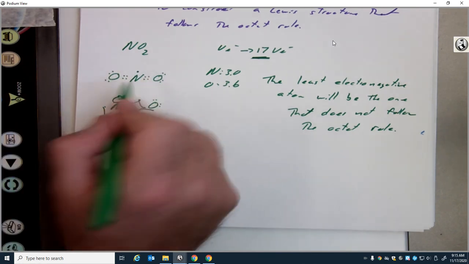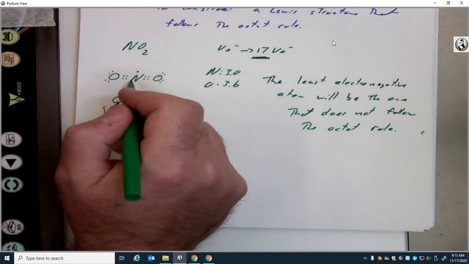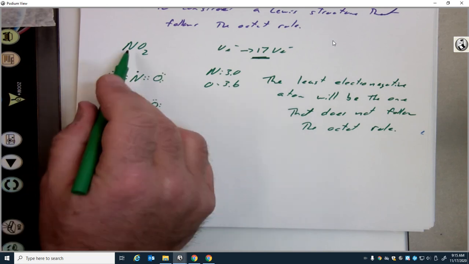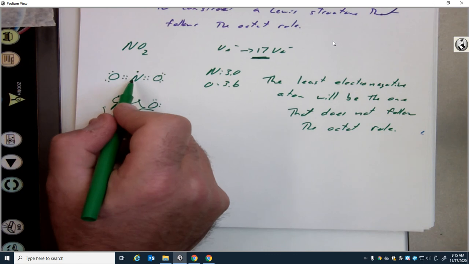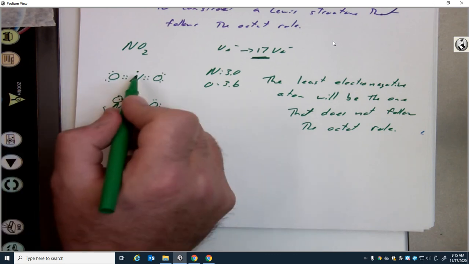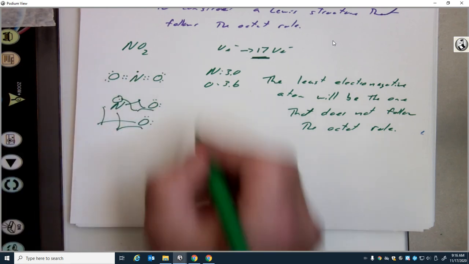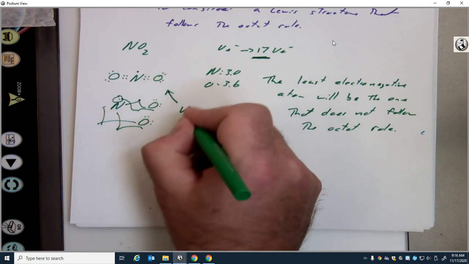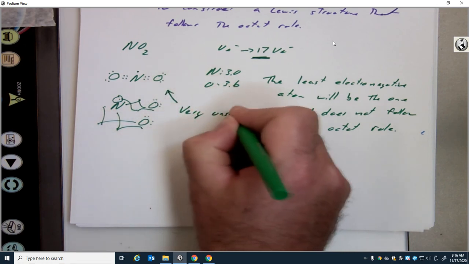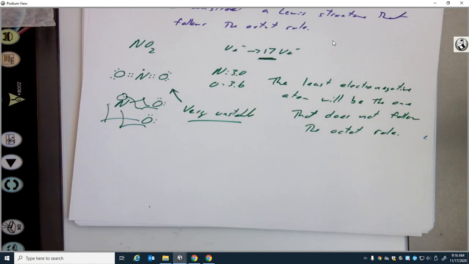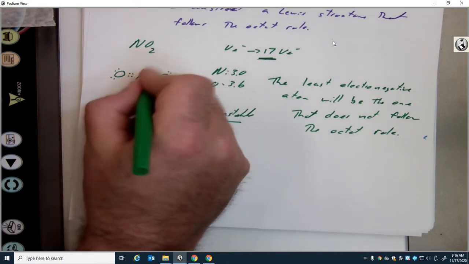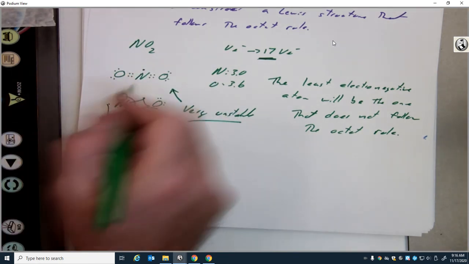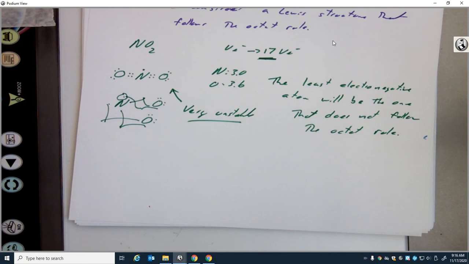With nitrogen, it almost never does this. This is one of the very few exceptions where nitrogen does not follow the octet rule. It almost always does, but this is one exception. Now, this is very unstable. It's got this unpaired electron sitting here, and that gives it a lot of potential energy.